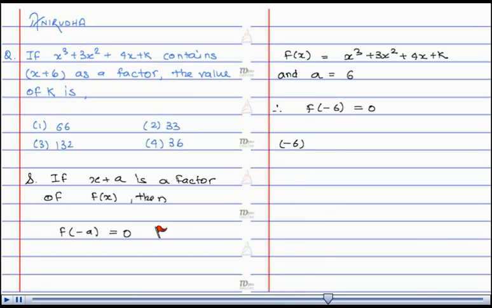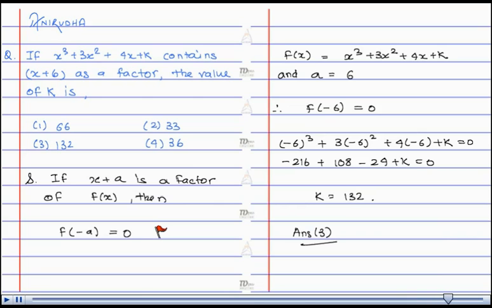minus 6 whole cube plus 3 times minus 6 square plus 4 times minus 6 plus k is equal to 0, or minus 216 plus 108 minus 24 plus k is equal to 0, or k is equal to 132. Therefore we have answer option number 3. Thank you.